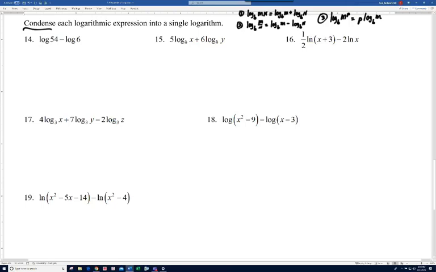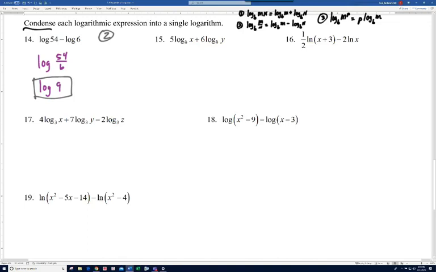So let's go ahead and get started. Notice we have the log of 54 minus the log of 6. So we are going to be using the second property here, the quotient rule. And so this is the log of 54 over 6, but 54 over 6 is 9, so this is the log of 9. Now on number 15, you've got to be careful here, again, as far as the order you go.